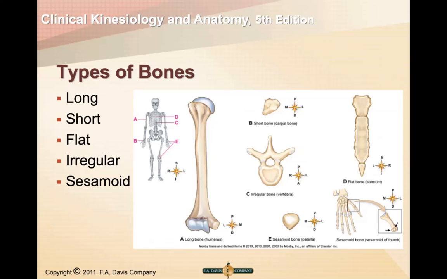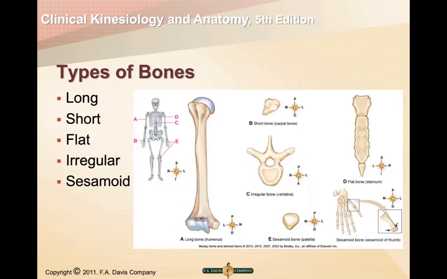Well, let's talk about bone shapes. Let's talk about the different types of bones that we have in the body. Most of them are named for the shape that they are, and it's pretty self-explanatory. Some of them are a little different. But we have long bones, short bones, flat bones, irregular bones, and sesamoid bones. We only have a few sesamoid bones in our body, and when we get there, I'll show you what they are and what's so special about them.